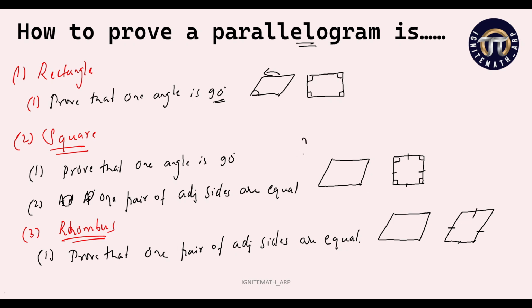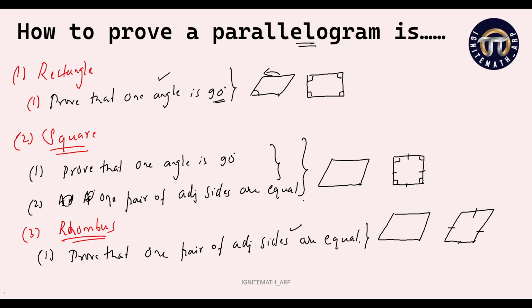See, square has two conditions to be proved. Rectangle again has one condition, and rhombus again has only one condition. Any one of these conditions for rectangle and rhombus, and both conditions for square. So keep in mind, whenever you want to prove that a given quadrilateral is a square, rectangle or rhombus, first you are supposed to prove it's a parallelogram.